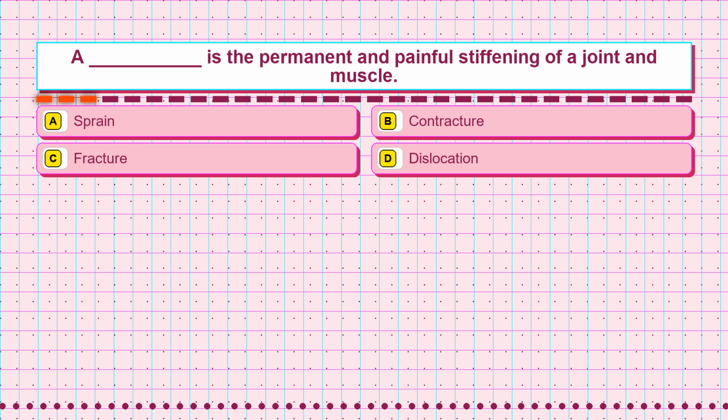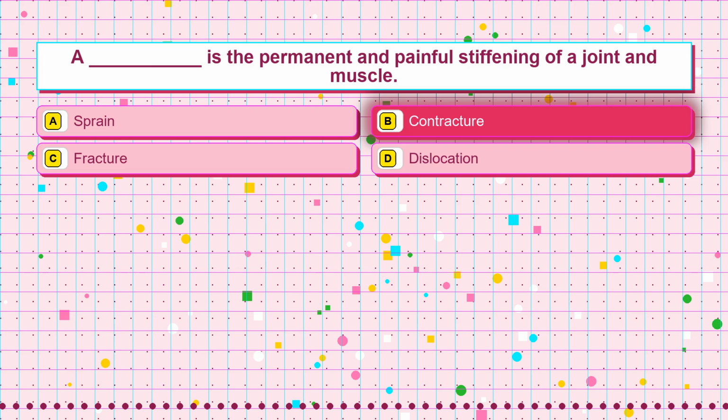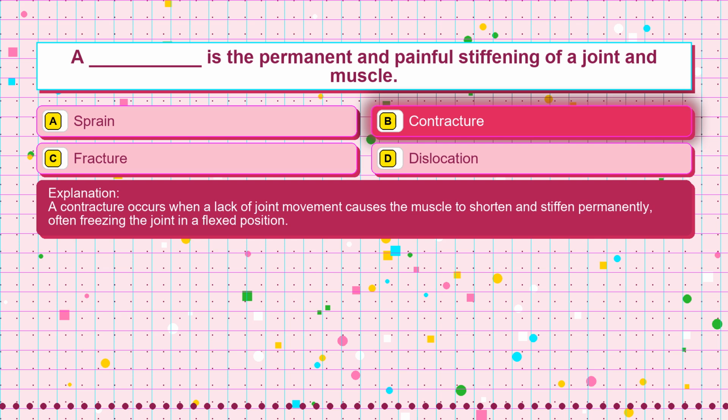Question 12. A blank is the permanent and painful stiffening of a joint and muscle. Option A, a sprain. Option B, a contracture. Option C, fracture. Option D, dislocation. The correct answer is option B, contracture. A contracture occurs when a lack of joint movement causes the muscle to shorten and stiffen permanently, often freezing the joint in a flexed position.